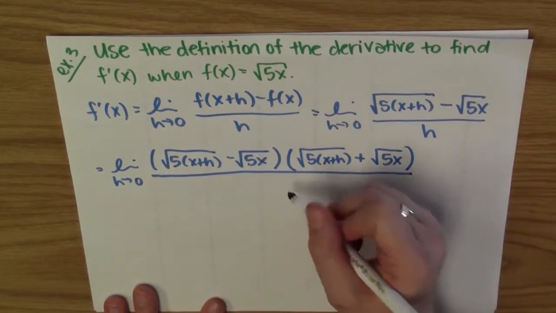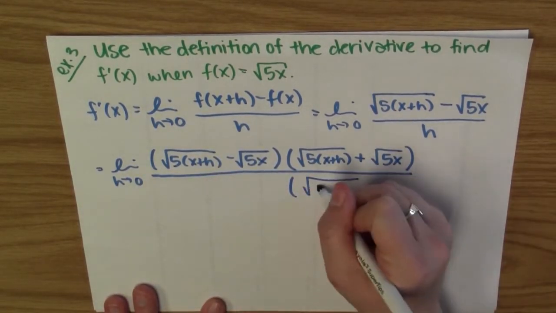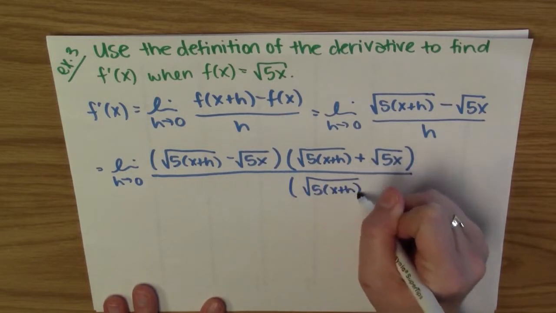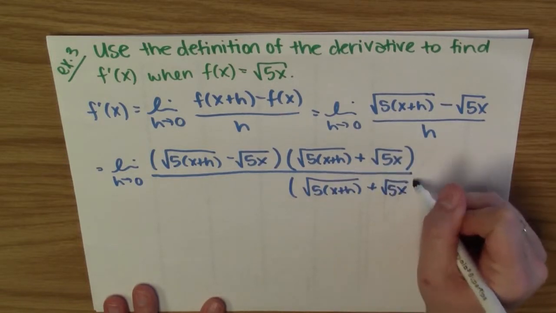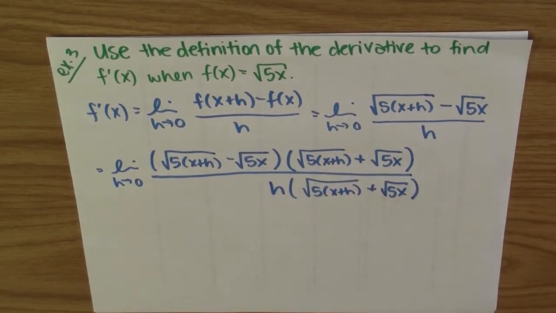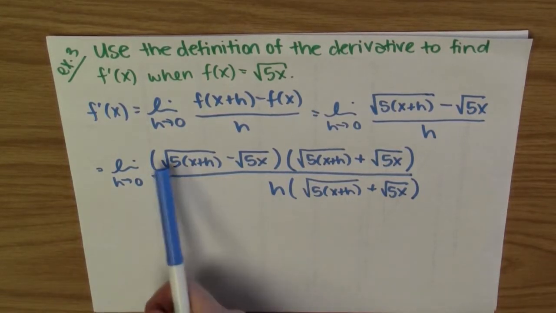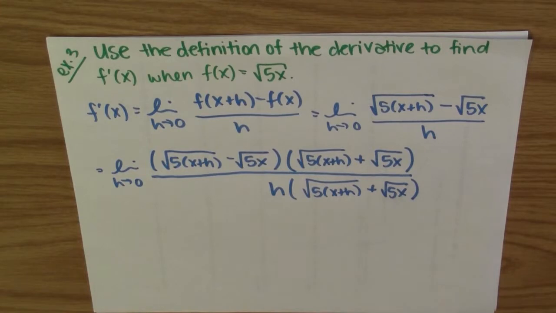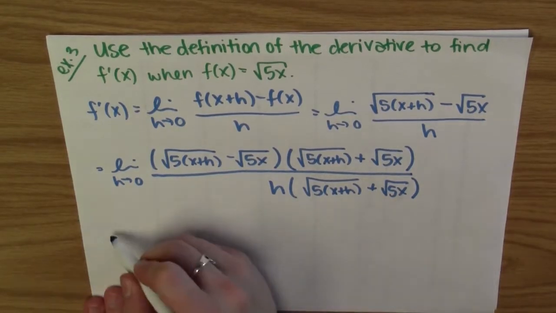On the bottom, I have h times the square root of 5x plus h plus the square root of 5x, so I make sure I haven't actually changed the problem, and I also had an h in the denominator before. At this point, it's a really great idea to pause the video and calculate what you're going to have in the numerator. Make sure you do the multiplication very carefully. Okay, here's what I got.